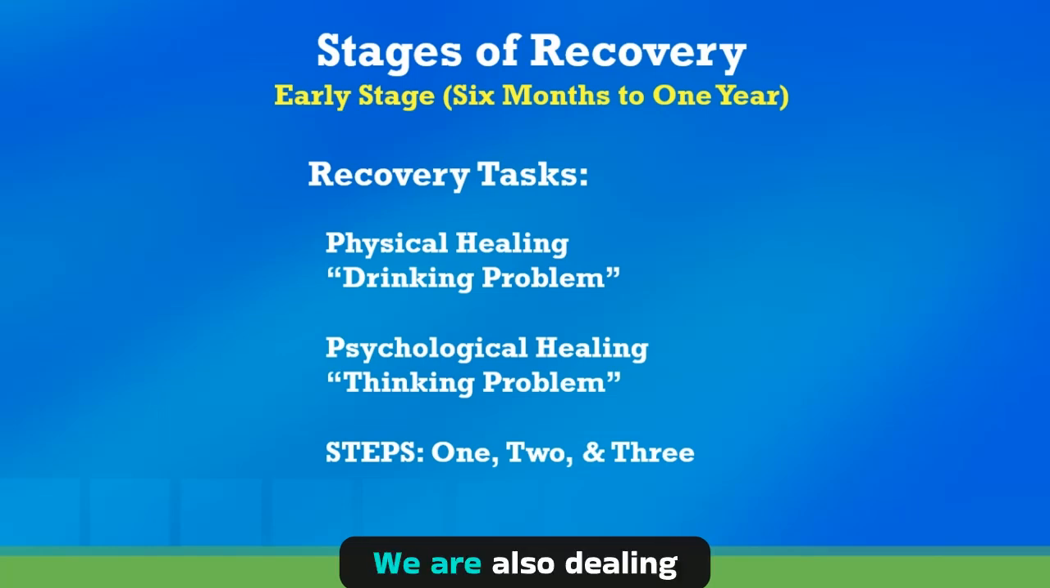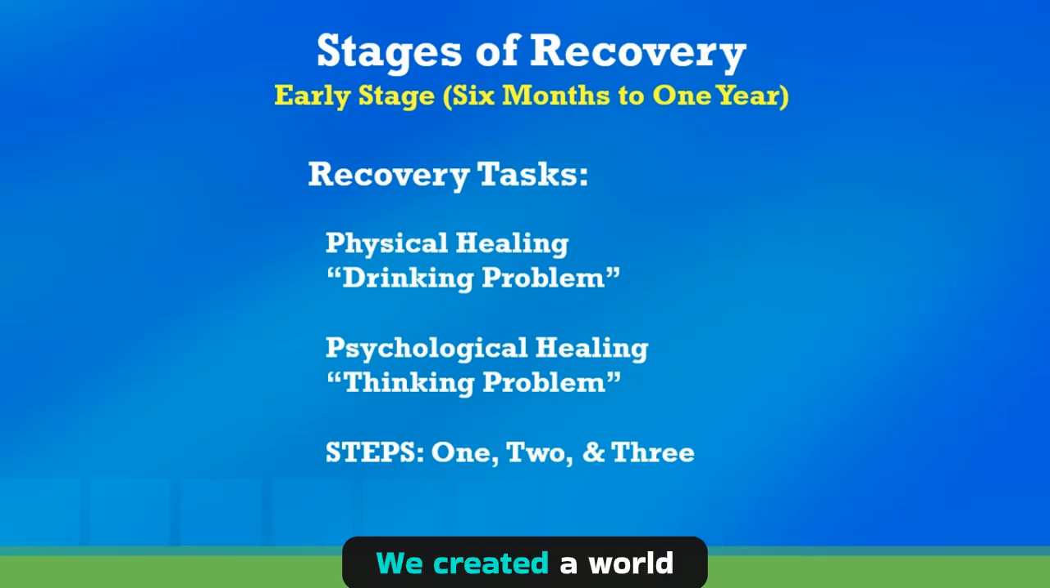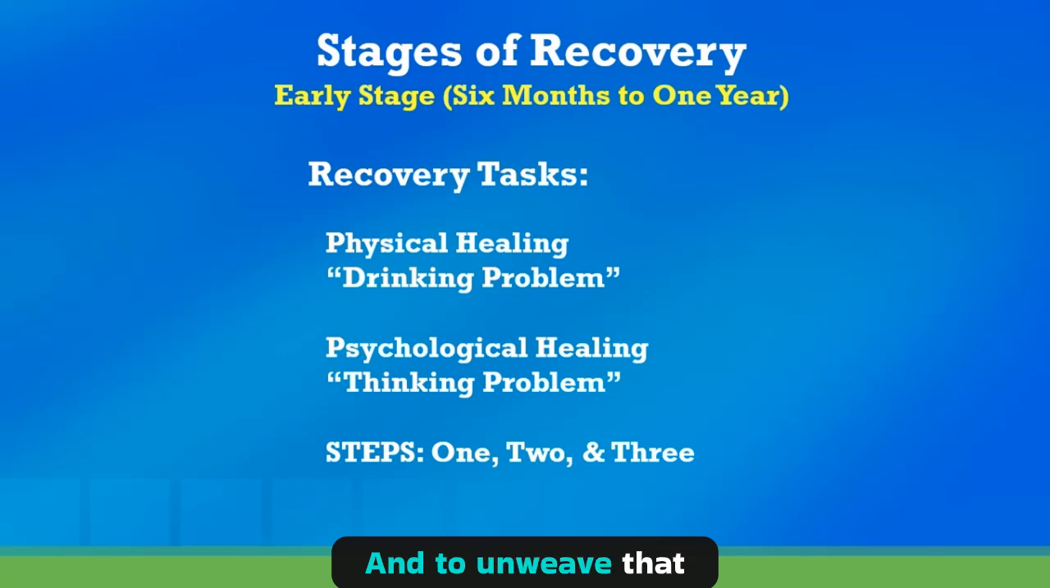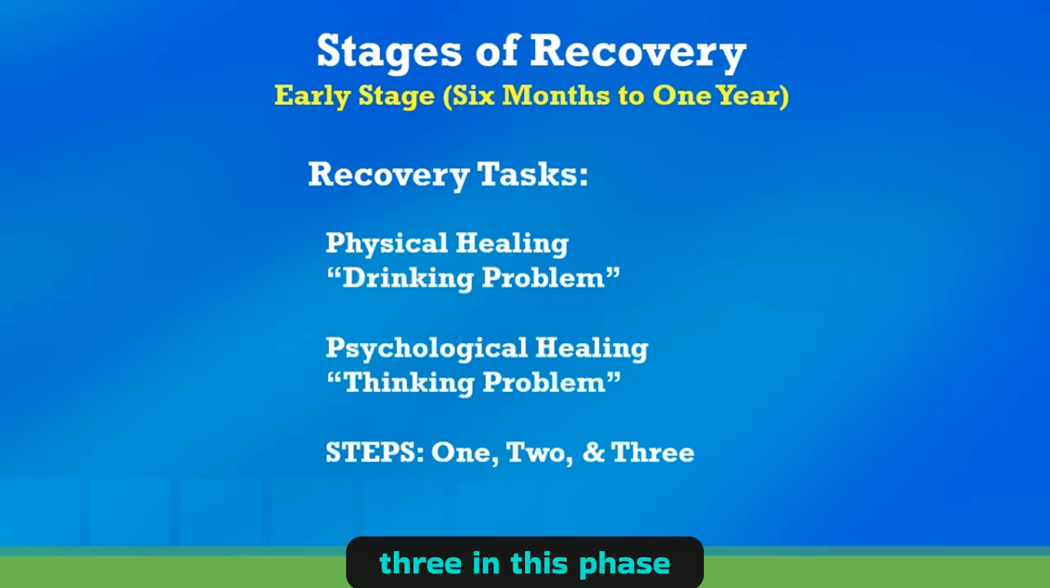And we are also dealing with the psychological healing, that thinking problem. We created a world of denial and delusion, and it's woven into the fabric of our thought, and to unweave that system of denial from our thinking takes a lot of rigorous honesty, openness, and willingness, and it takes a while to straighten that thinking out. And initially, if we're in a 12-step program, then we're working on steps 1, 2, and 3 in this phase.